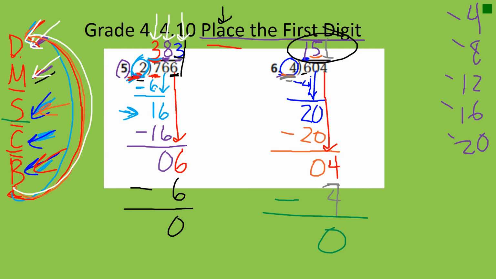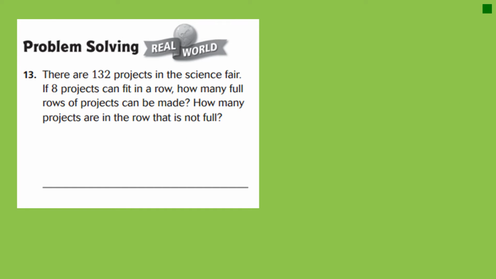Okay, let's try some more. So this is problem solving at the bottom of the page, number 13. All right, guys? Let's see what this says. We're going to read and then probably reread because you know how much I love to do that. It helps me so much. All right, number 13. There are 132 projects in the science fair. So 132 projects in the science fair. If 8 projects can fit in a row, how many full rows of projects can be made? How many projects are in the row that is not full?